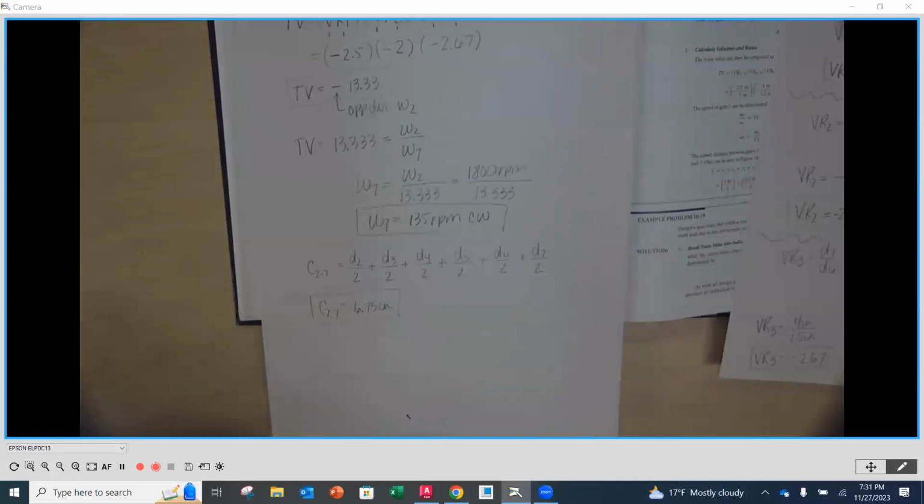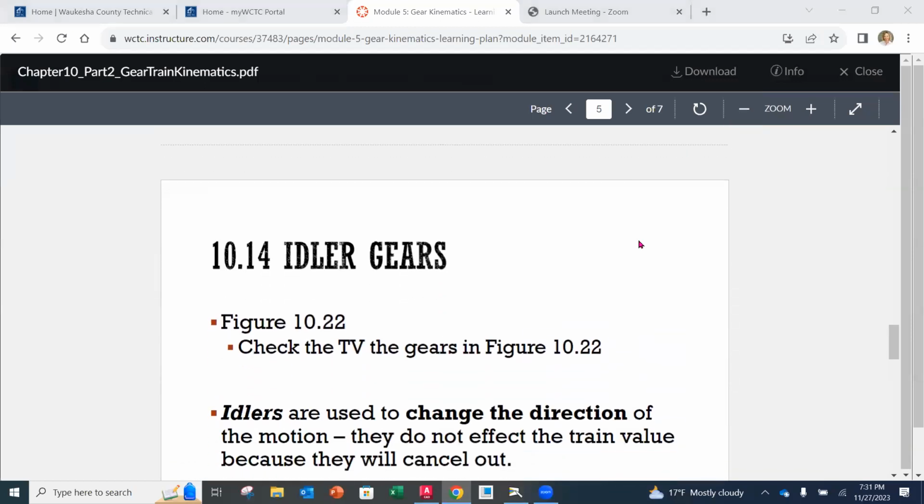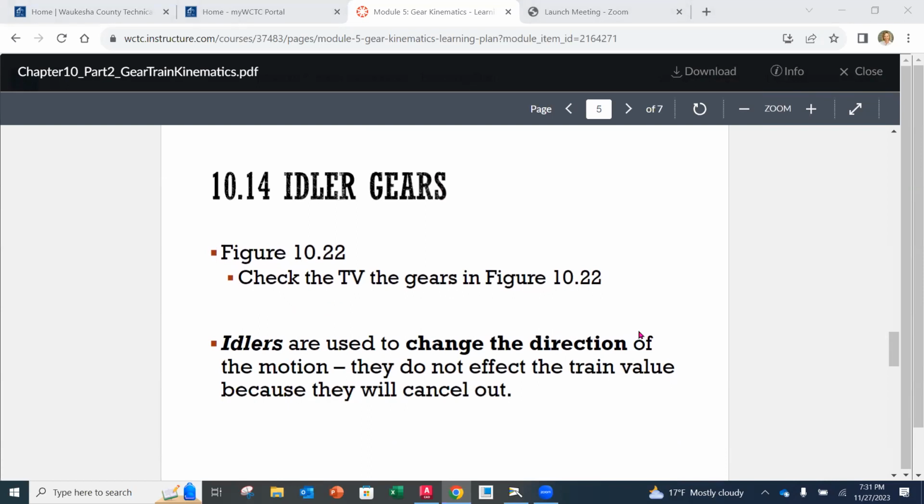Okay, all right. Let's see what we got on our PowerPoint. What's next? Idler gears. An idler gear is only used to change the direction of motion when we have a train, because each time we have two gears that are engaged with one another, they naturally switch directions, right? An idler is only used to change direction, it won't affect the train value. But it will take up space. So it will affect the center distance, but it will not affect motion.